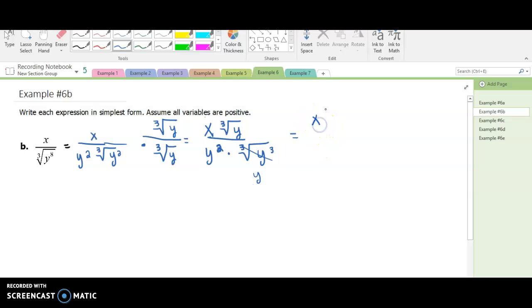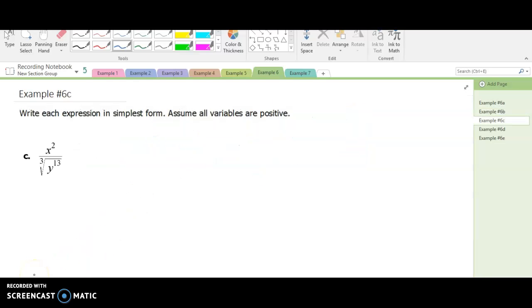So top is x cubed root of y over y squared times y is y to the 3rd. We know all variables are positive, which means y can't be 0. So this will be our final answer. All right, I want you to try to do C on your own. It's very similar to B. So try this one on your own. Pause the video, try it on your own, and then we'll go over it.